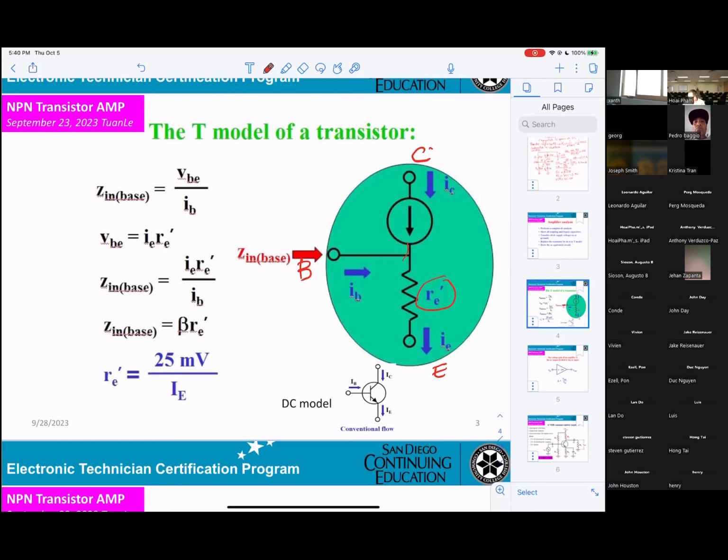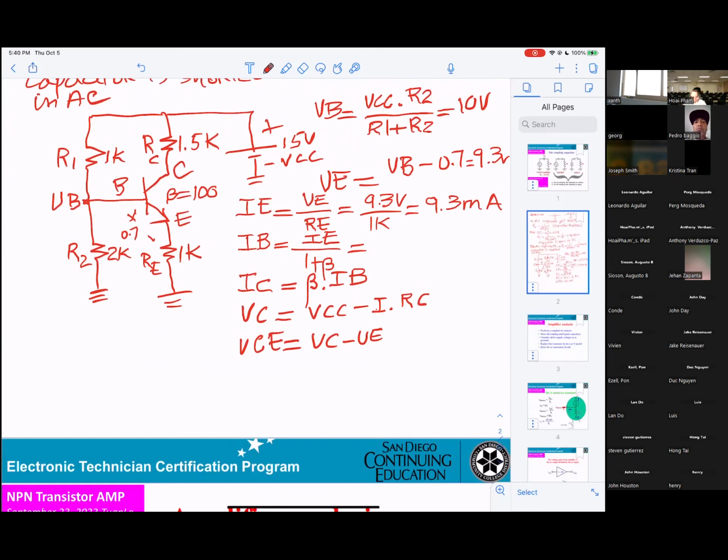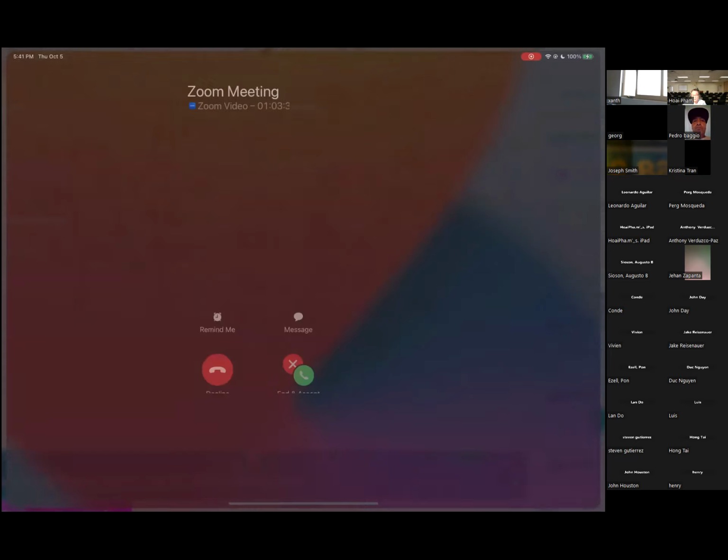Remember, in the DC, from the base to the emitter, what do you see? This is DC. From the base to the emitter, what do you get? From the base to the emitter in DC, what do you think?